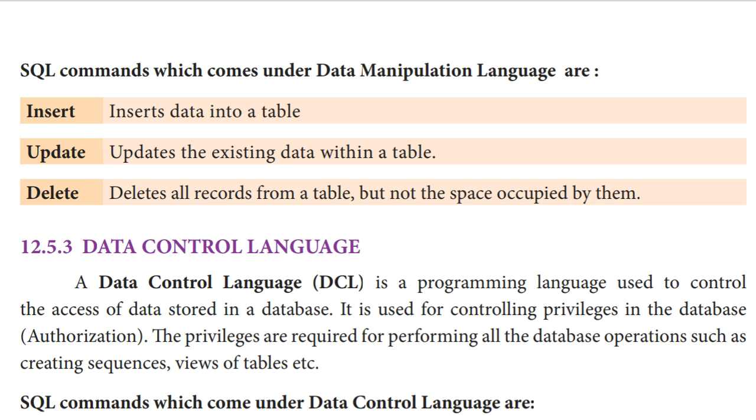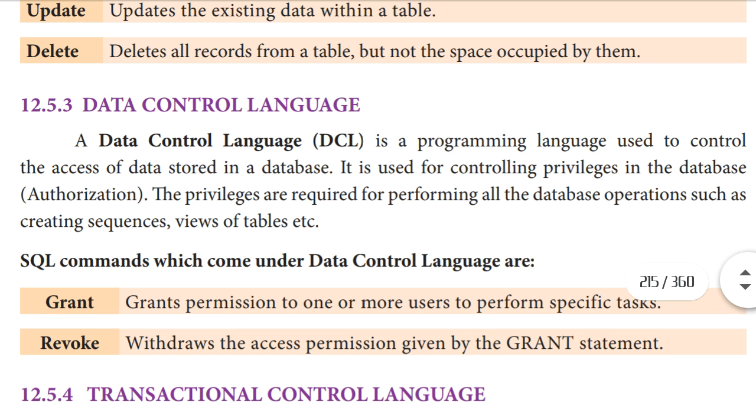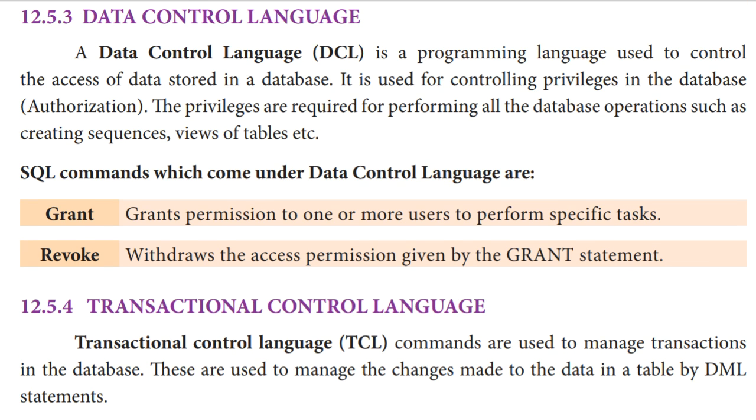Next we are going to see data control language. A data control language, shortly we can call it DCL, is a programming language used to control the access of data stored in a database. It is used for controlling privileges in the database, that is authorization. For example, once we store the data into the table, we have to give some privileges, so that an unknown person cannot access the database as well as the table.